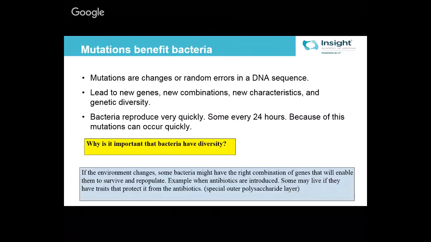An example of this is antibiotic resistance. And this happens from the special outer layer, the polysaccharide layer, that we find on bacteria. There are some bacteria where that layer is larger than others and harder for the antibiotic to get through, or it doesn't have the same charge on the outside layer of the bacteria, so the antibiotic won't stick to it.